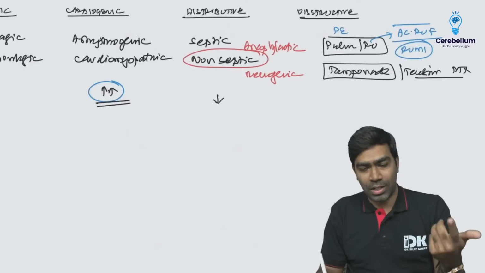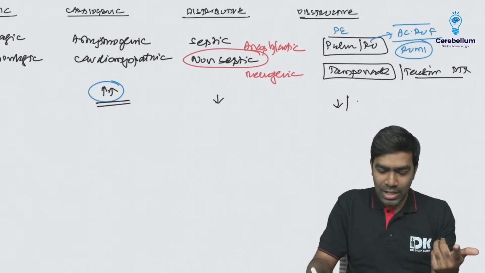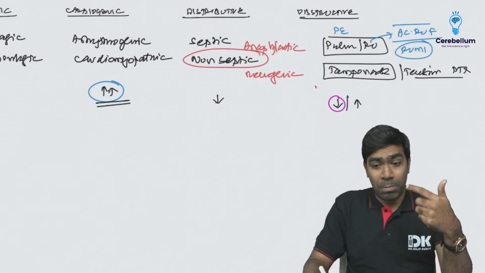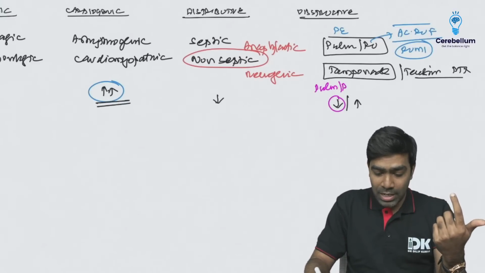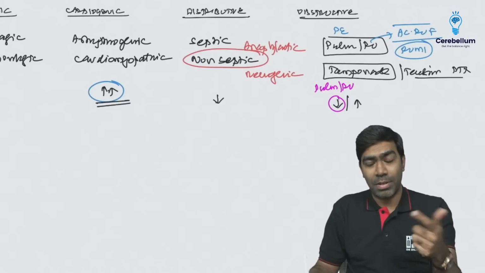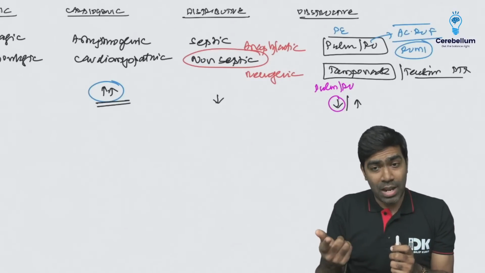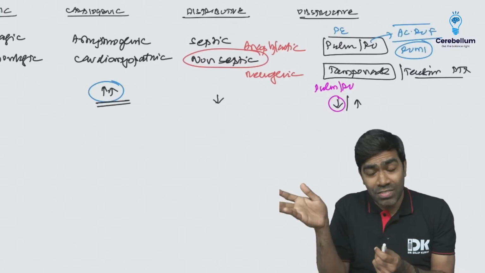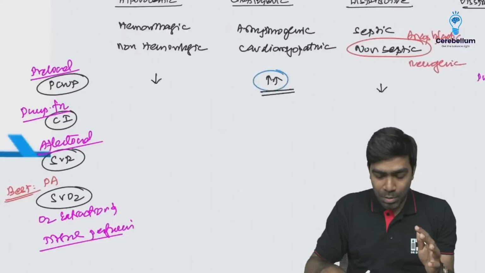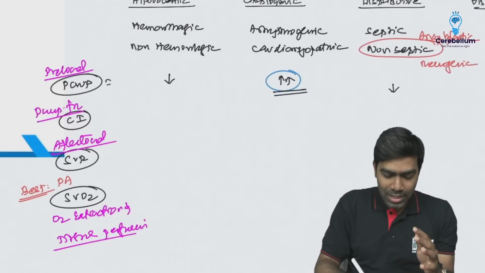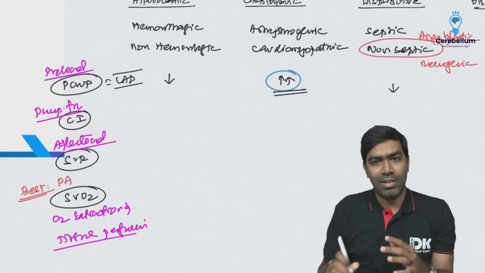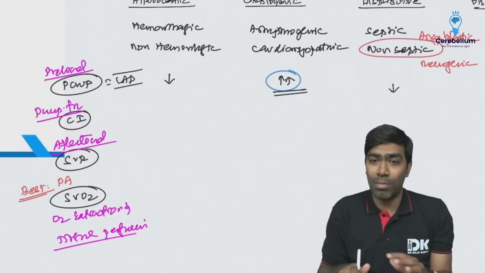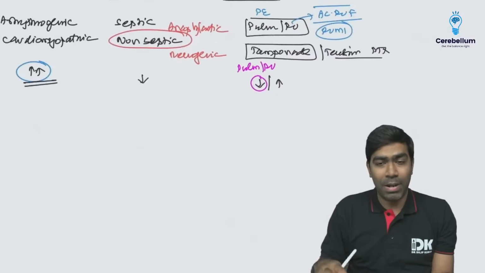And what about obstructive shock? It can be decreased or it can be increased, depending on the type of shock. If it's the pulmonary RV type, it's going to be decreased. Why? Because in pulmonary embolism or in right ventricular failure, the blood is not going to the left side at all. You know that PCWP is an approximate measure of left atrial pressure. So if the blood is not going from the right side to the left side, how will the left atrial pressure be normal or increased? So it will be low if it's a pulmonary RV type.